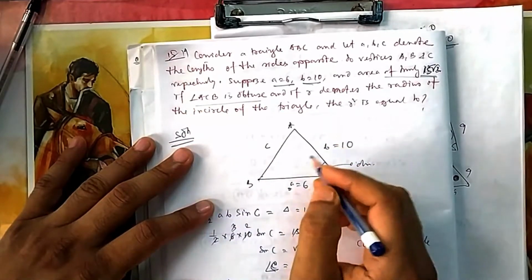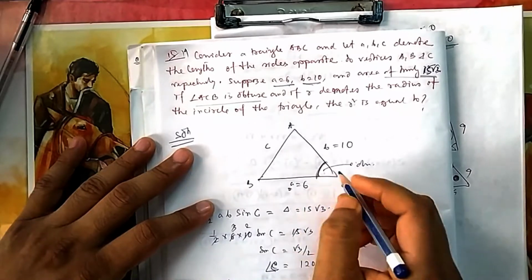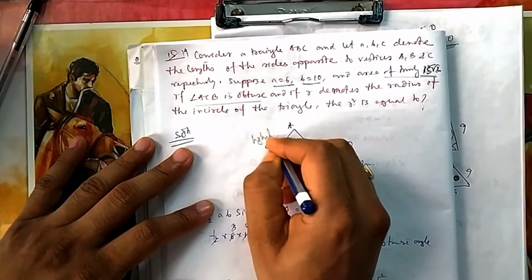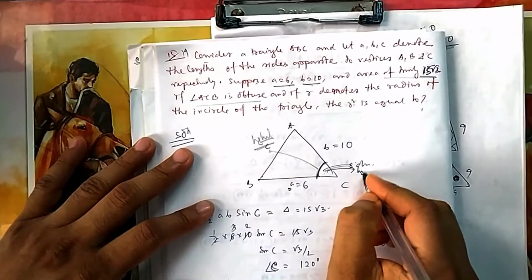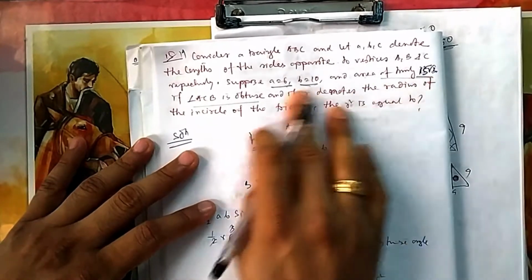Angle ACB is an obtuse angle. This has to be obtuse, which means it is the highest angle, so the opposite side should also be the highest. This is the main thing you have to remember: because it is obtuse, this is the highest angle, so the opposite side should also be highest. That you have to always consider.